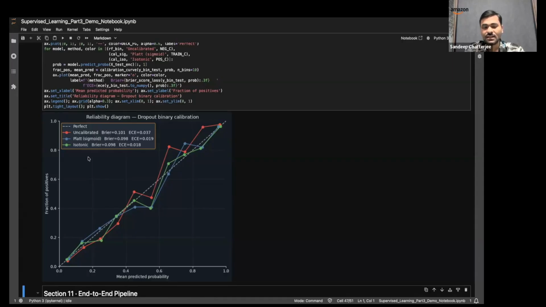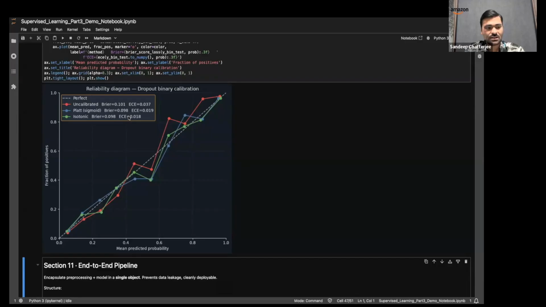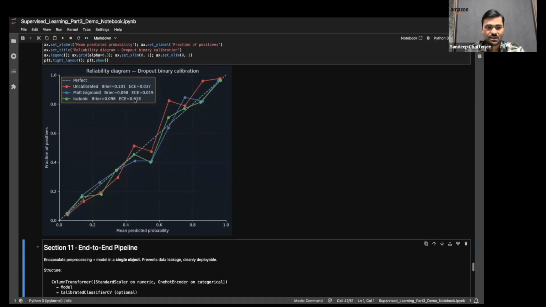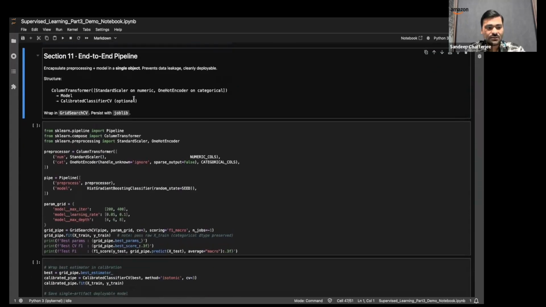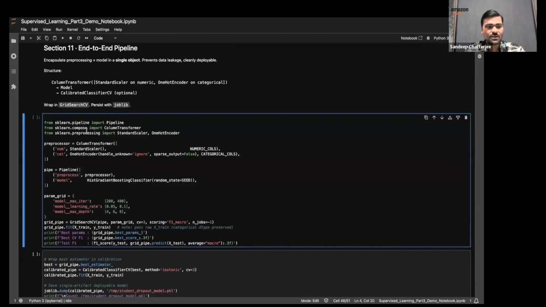If the model says 80% probability of graduate, that should mean that out of 10, 8 of those predictions should be correct. So we had two techniques: Platt scaling for sigmoid and isotonic regression, which is a non-parametric step function, more flexible. So we wrap our best model into a calibrated classifier, and we can use Brier score and ECE for the selection, right? The next and final part of this hands-on is about the pipeline.